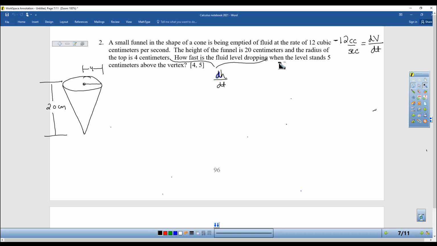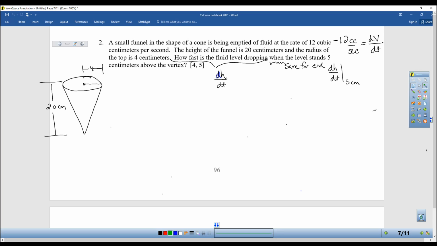And then it says when. This is really important to me. The when you're going to save for the end. You can't put a 5 in the middle of the problem. At the very end, when you have your formula for dH dt, then we'll evaluate it at 5 centimeters, but not before then.